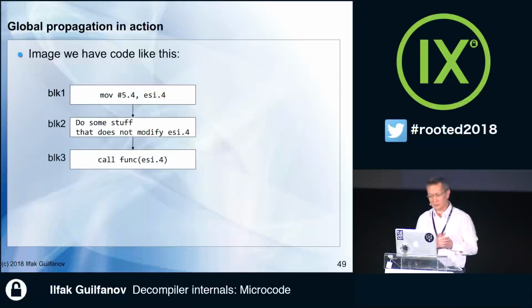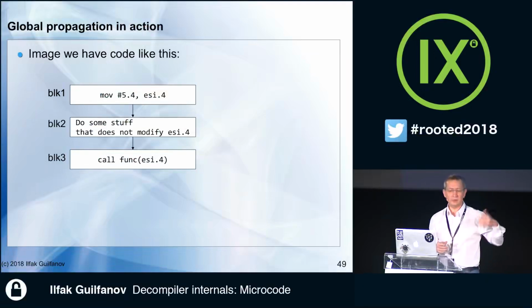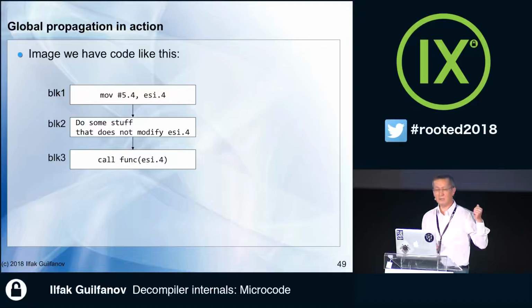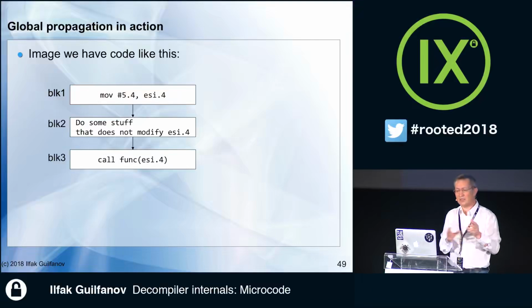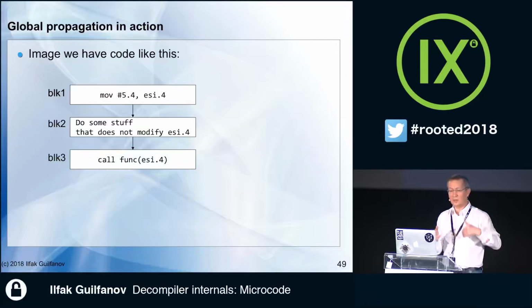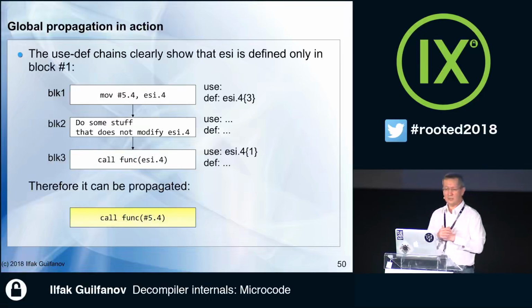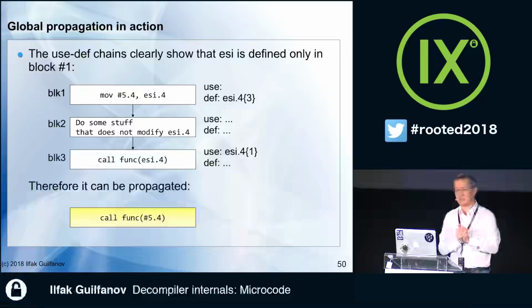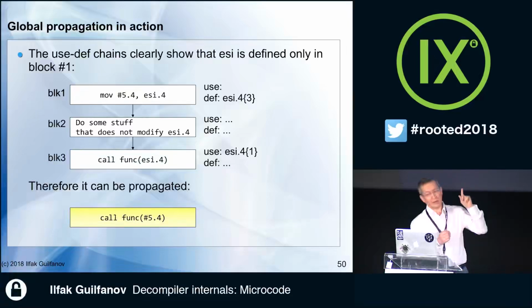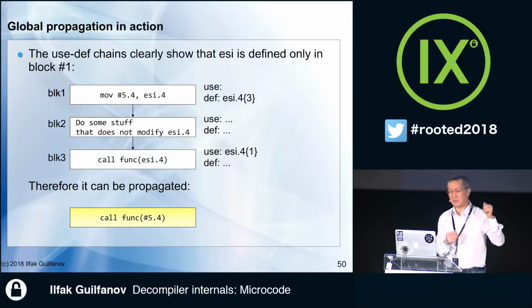Let me show you a couple of slides with another example. Imagine that we have 3 blocks here. There can be more, but on my slide I have only 3. We move a constant 5 into a register. Then the second block does something but does not modify ESI. And then we call a function using ESI. We perform the data flow analysis, and we end up with a use and def list like this. For the first block, we have the definition of ESI, and it says that this definition is used in block number 3.